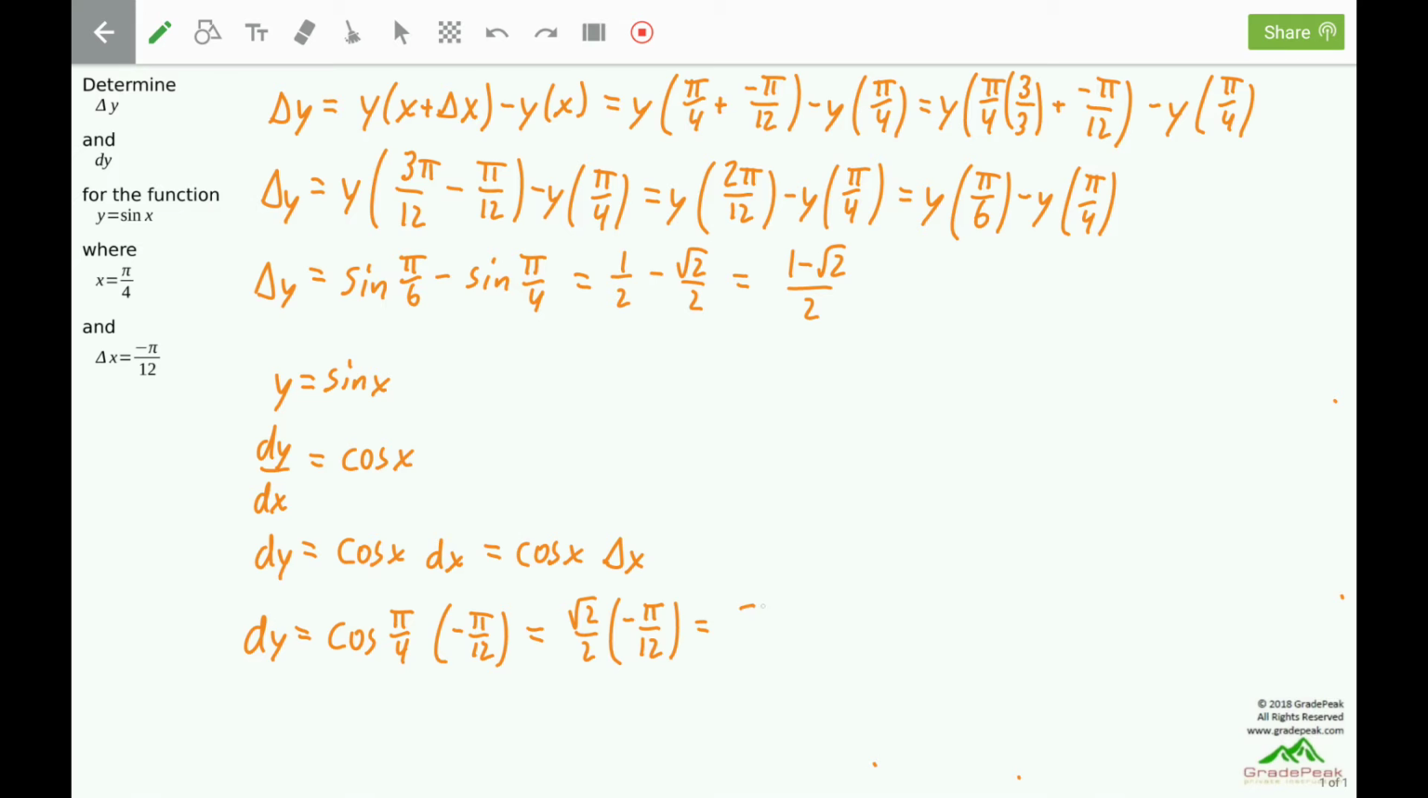Multiplying the numerators, we'll have a negative, a root 2, and a pi, all multiplying. Multiplying the denominators, 2 times 12 is 24. So we have that dy comes out to negative square root of 2 times pi all over 24.